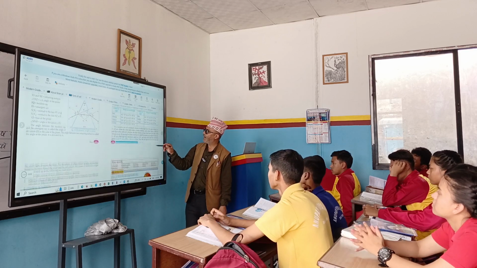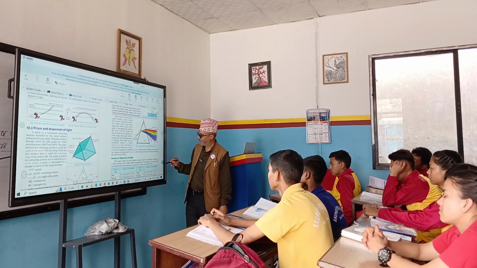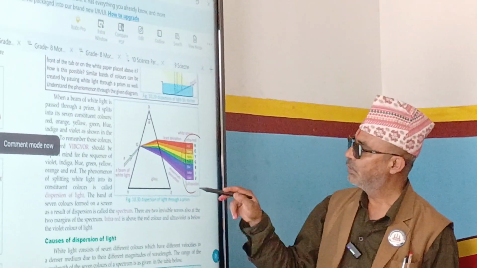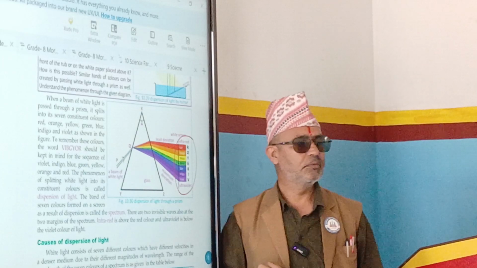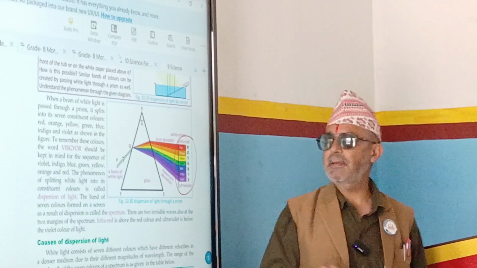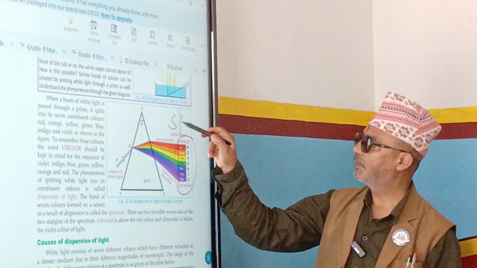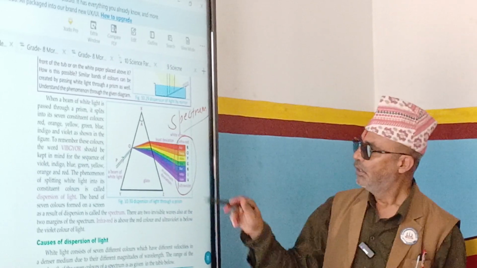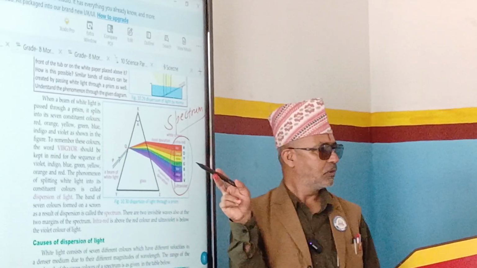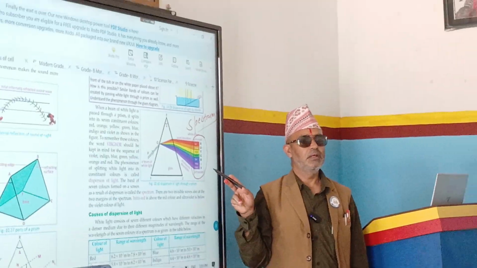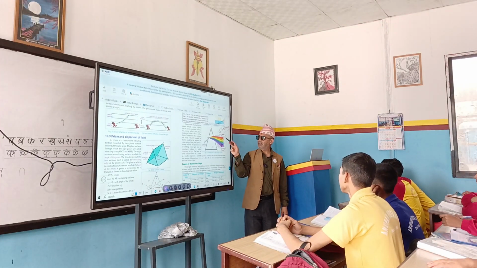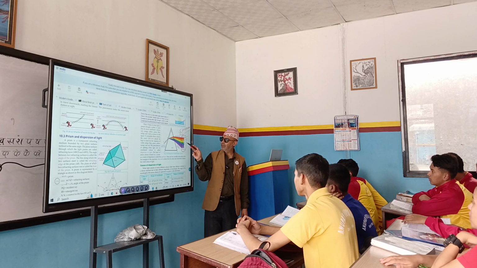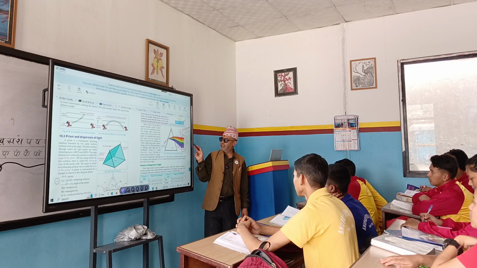And here is a band of 7 different colors. This is the screen. What is this? Screen or spectrum. We call it spectrum. What is the spelling? Spectrum. So the spectrum contains colors in order. What is at the top? Red. Next one, orange. Next, yellow, green, blue, indigo, violet.